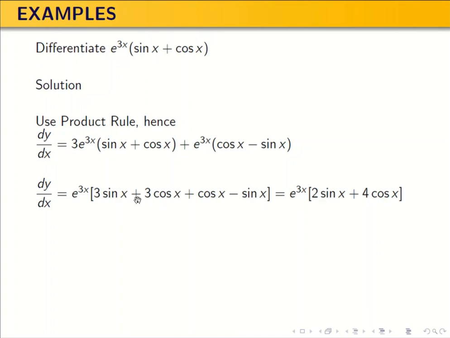Now if I do some simplification here, I'll get e to the power 3x into bracket 3 sine x minus 1 sine x, which is 2 sine x. Then 3 cos x plus 1 cos x is 4 cos x. So that will be the derivative for it. And that is it. Looking at this, there is a 2 here and a 2 here, so I can factor 2 e to the power 3x out. I'll get sine x here plus 2 cos x.